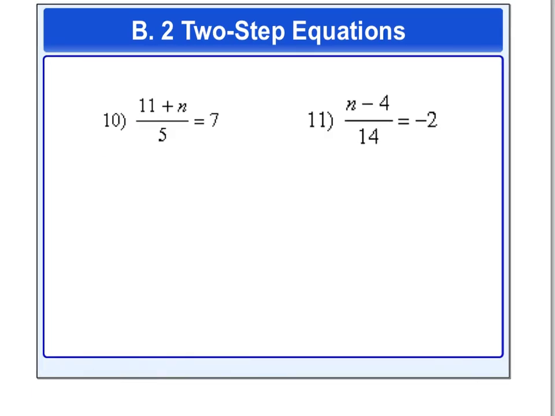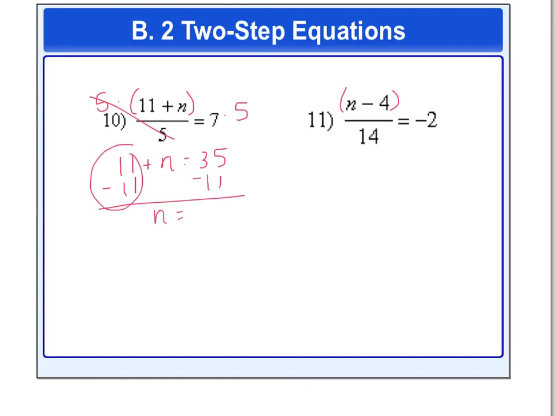On to the last slide. Whenever you see a grouping like this over a denominator, you want to get rid of the denominator first. So we multiply both sides by 5. 11 plus n equals 35. Subtract 11, and n equals 24. So we'll check. 11 plus 24 divided by 5 equals 7. 35 divided by 5 does equal 7, so it checks out.